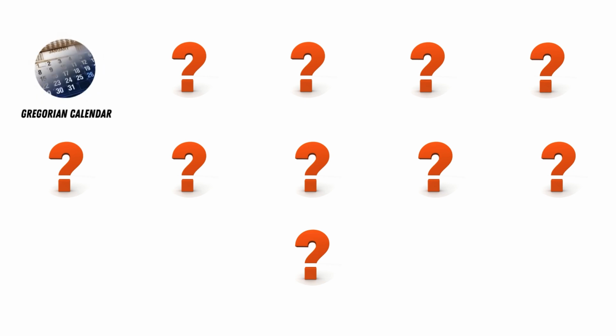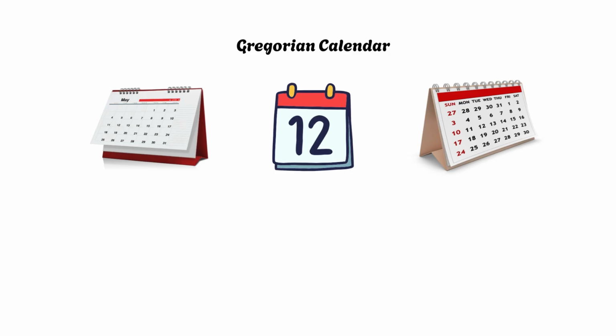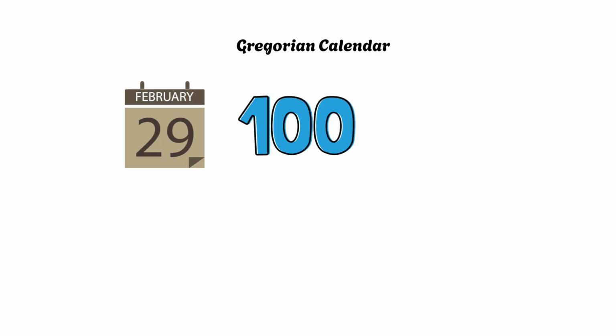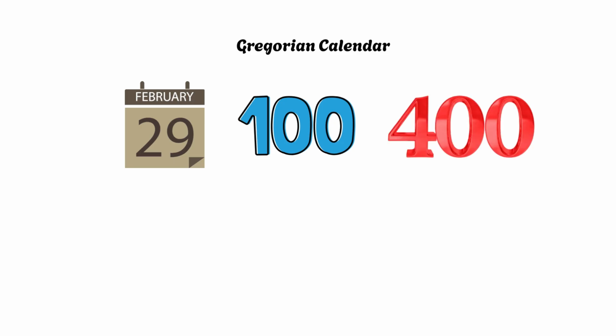Gregorian calendar. The Gregorian calendar is the most widely used calendar today. It was introduced by Pope Gregory XIII in 1582 to reform the Julian calendar. A year has 365 days, and an extra day is added every 4 years, called a leap year. However, not all years divisible by 4 are leap years. If the year is divisible by 100, it's not a leap year, unless it's also divisible by 400.